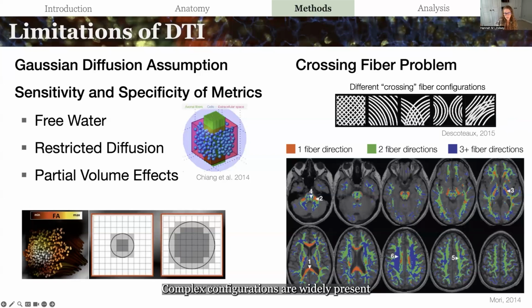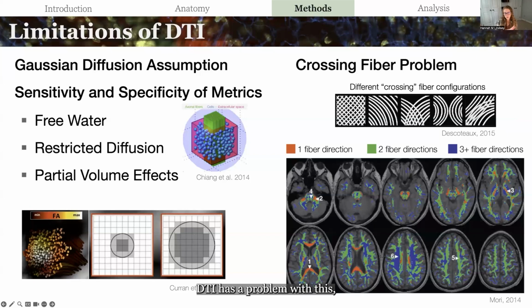Complex configurations are widely present throughout all of the white matter, as you can see in this image down here. It shows areas with only one fiber orientation. Those voxels are in red. Voxels with two fiber orientations detected are shown in green, and then voxels with three or more are shown in blue. So single fiber regions are essentially restricted to the midline of the corpus callosum and some parts of the corticospinal tract. And in fact, recent studies have shown that as much as 90% of all white matter voxels contain crossing fibers.